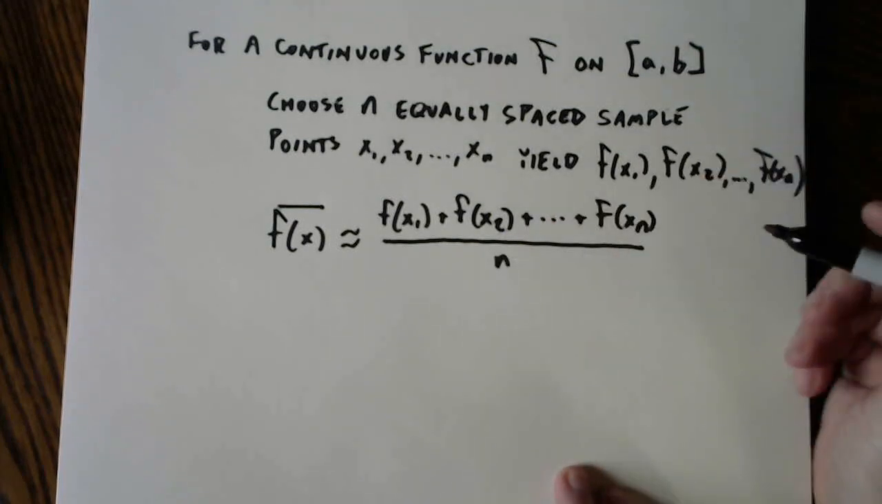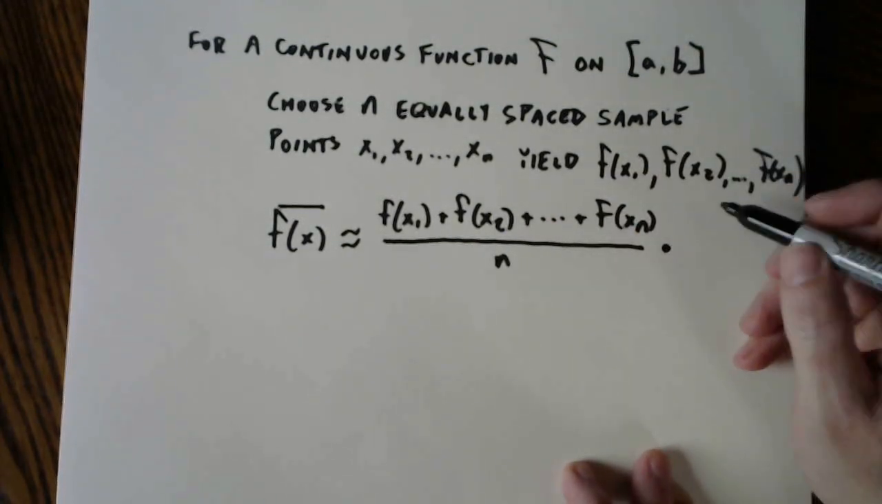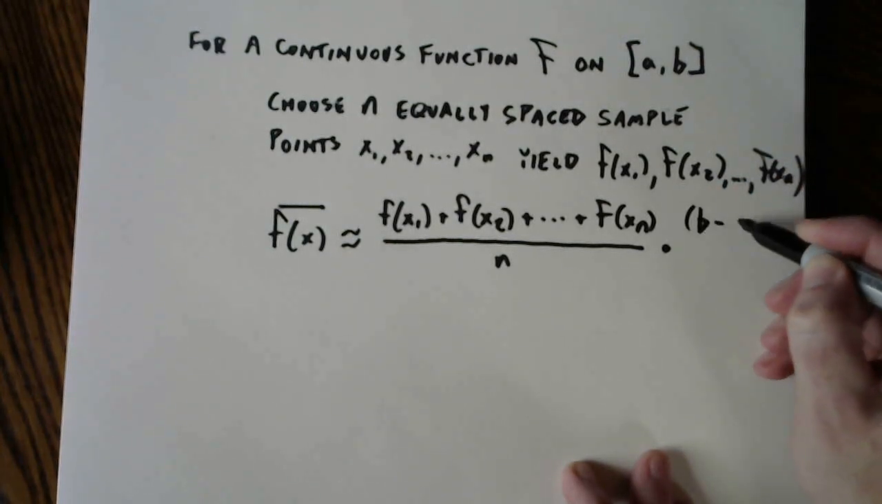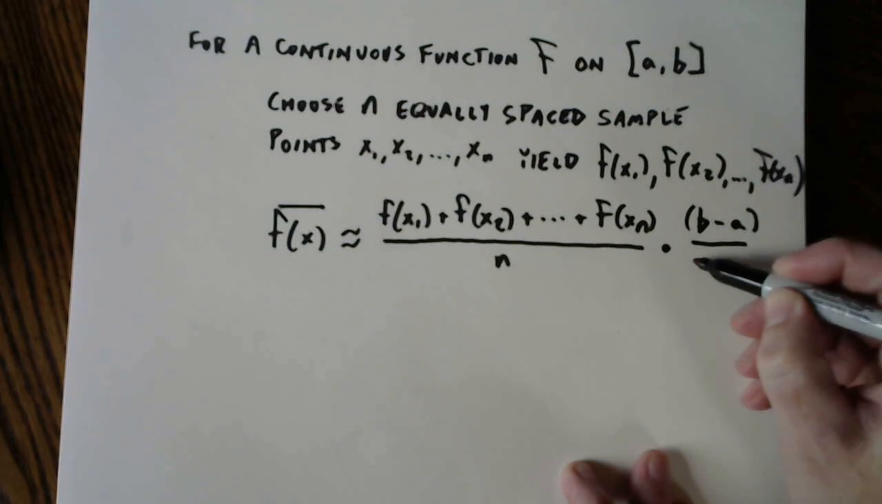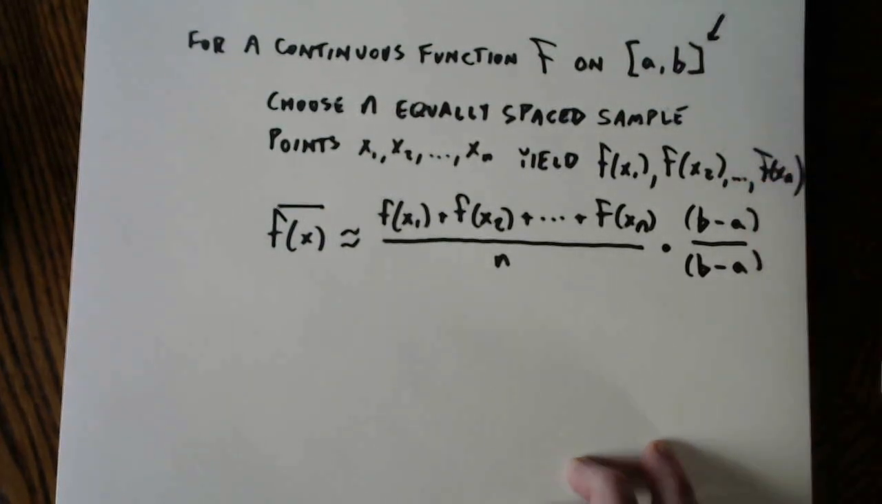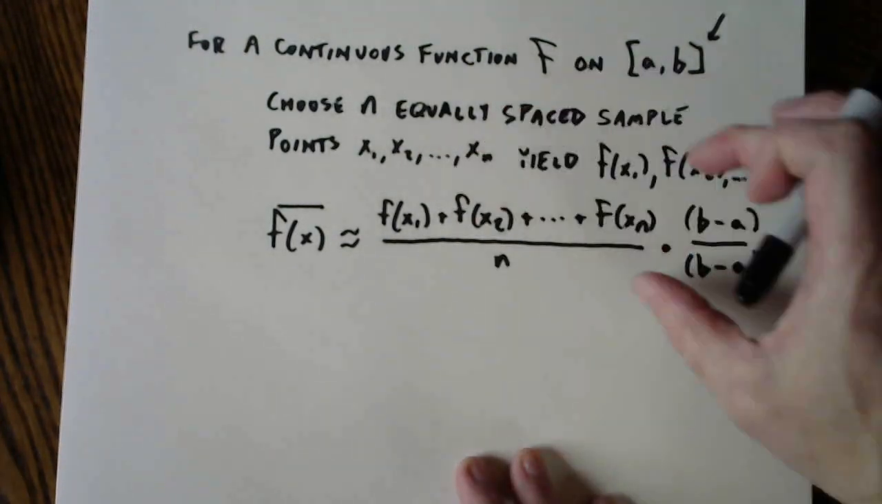So this is going to look a little strange for reasons that you'll see shortly. I'm going to multiply by a very specific form of 1, b minus a. That's the length of that interval, right? That's the length of that interval. And I'm going to manipulate this a little bit. I'm just going to rearrange stuff.